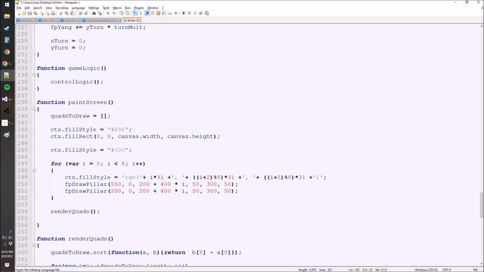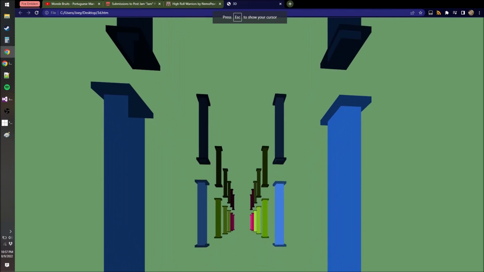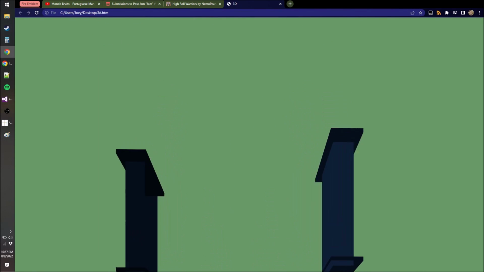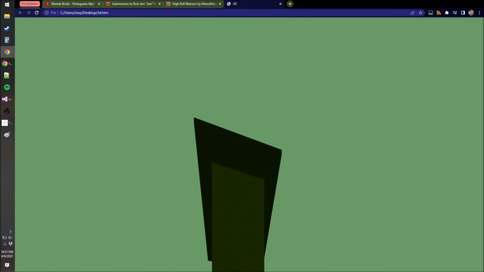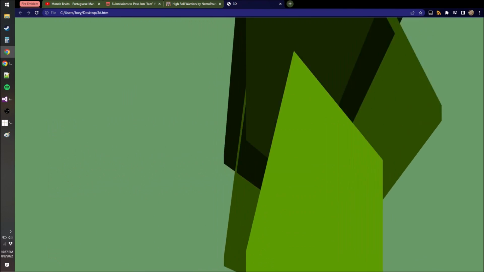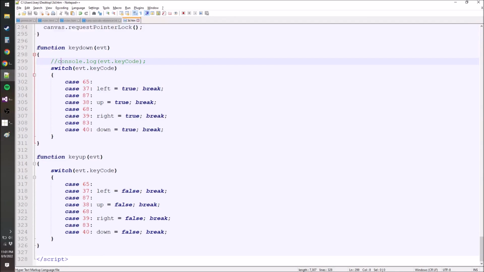So here I'm drawing pillars on either side, but let's also draw some pillars up above. So let's increase our y value, because there we have some pillars above us. And you can see that if we look straight up at them, it's not correct. Let's take another break. I want to be able to run, because running is fun, right?